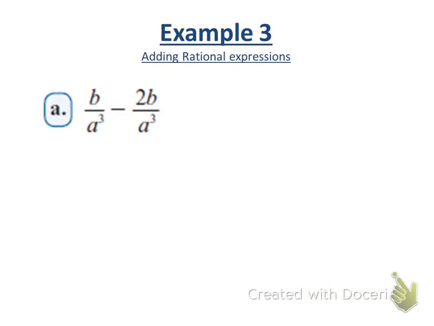Adding rational expressions. Again, the rule for adding rational expressions is to make sure that the denominators are the same. And if the denominators are the same, then we can combine the numerators and keep the denominator. In this case, the denominators are the same, so I can subtract these two terms. What do we get when we do that? Negative 1b over a cubed, which you could just write as negative b over a cubed. Either way, I don't care if you put the 1 there, it's fine. Good?